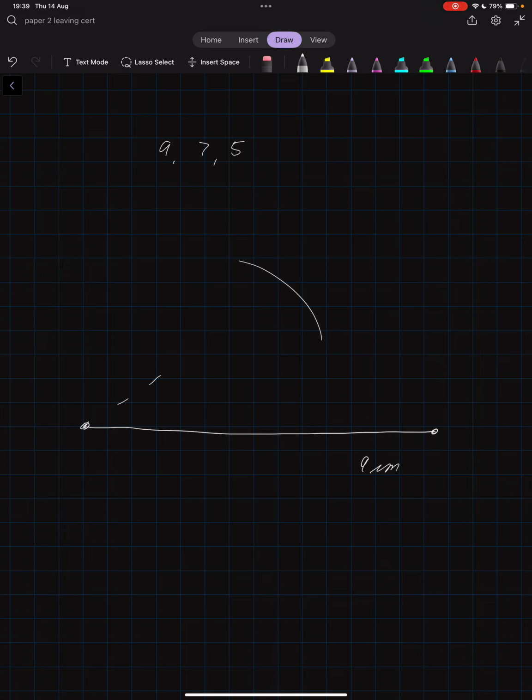Okay, so this is 7 to there. Then you go to your other one and you'll do 5. And you'll do 5 and it might be down here. So now, wherever they intersect, that's where you're going to draw your lines. So that's going to be one line where it's 7 centimeters. Your other line is going to be from here and it's going to be 5.